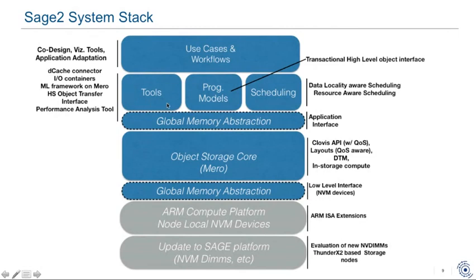And what are the different kinds of tools that we are building on top of the object store, on top of the system? We're looking at dCache, which is used in the Large Hadron Collider, CERN, federated infrastructure. So there's going to be a dCache connector for Clovis. There's going to be so-called IO containers, which is another way of imposing containerization on top of objects. And we have the machine learning framework TensorFlow on top of Mero. We are also looking at some application specific plugins, for example, in this case, brought by the UK Atomic Energy Agency, a high-speed object transfer interface. And we are also looking at performance analysis tools.